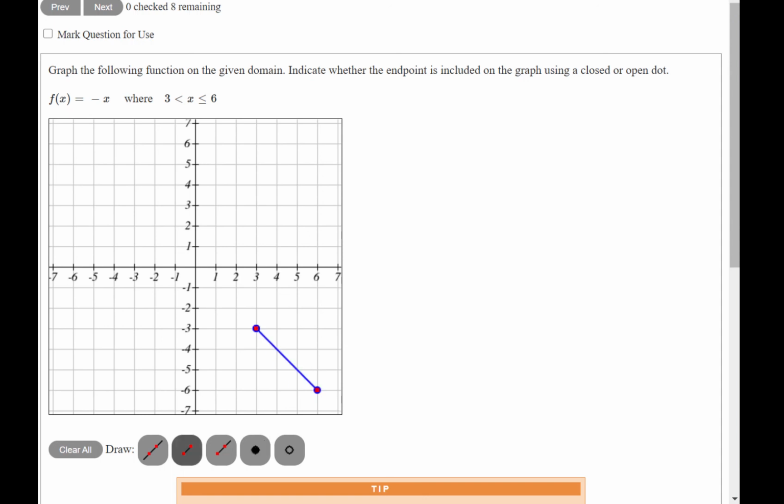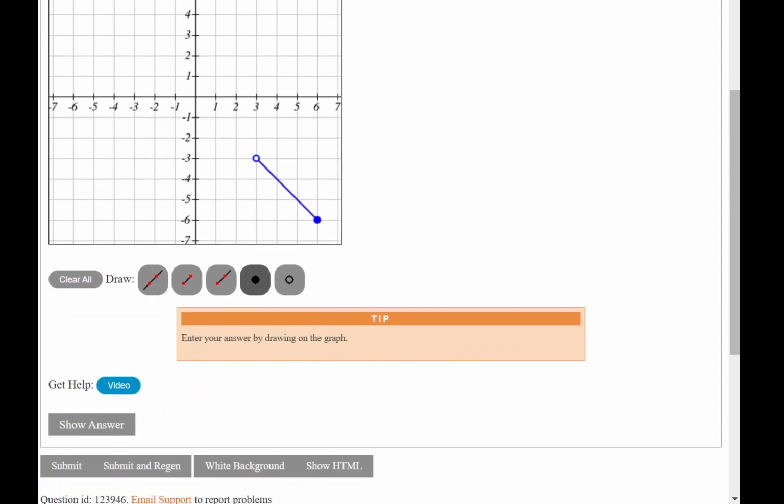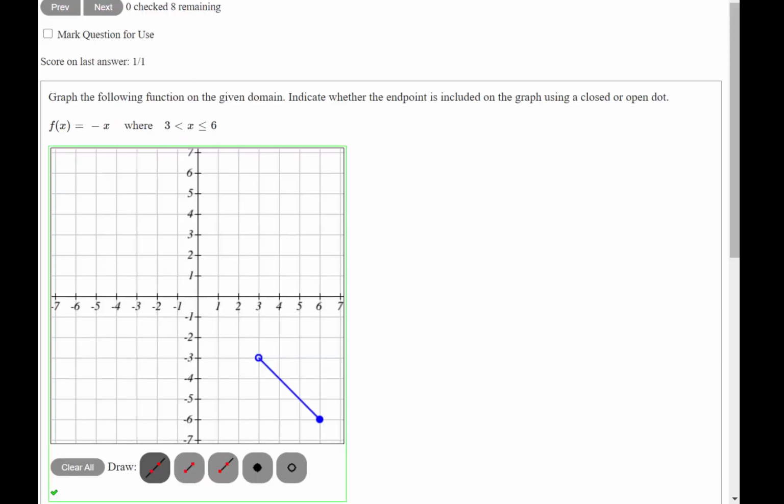And when I do that segment, it does appear that the open circle has been filled in. But if you click over here to the circle tools again, it will show that it hasn't been filled in. And now when you submit your work, you're all set.